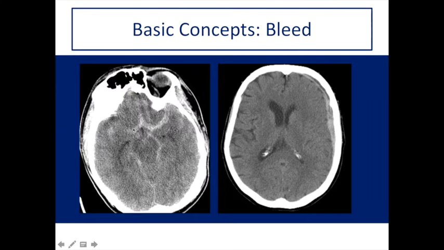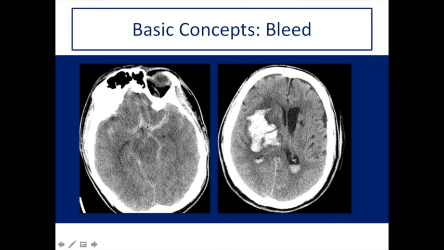Subarachnoid hemorrhage, here, is high-density material in the subarachnoid space. This is blood in the suprasellar cistern. Looks like a star, which we talked about earlier. You have an intracerebral hemorrhage, which is blood in the actual parenchyma itself.